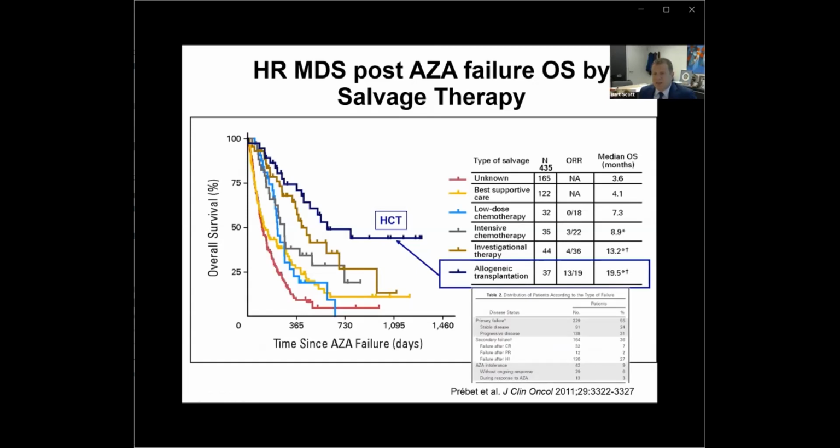Now, these are retrospective assessments, so admittedly there is some selection bias present, but the best survival was seen with allogeneic transplantation for patients who had high-risk MDS who failed azacitidine. Now, these patients were likely younger. They were likely of a better performance status, so there might be some who argued that it's not the intervention of transplantation that led to the better survival, but the fact they were selected for this.